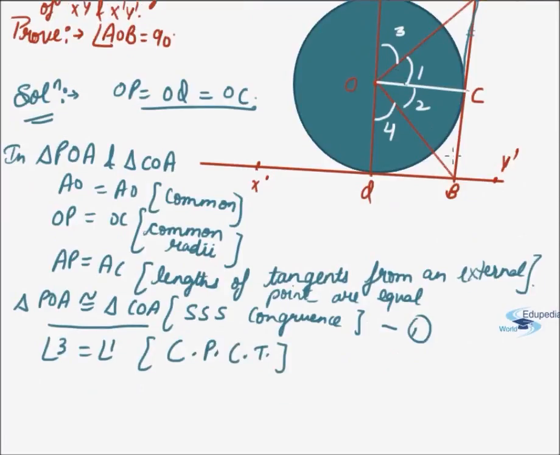Similarly, if we concentrate on the lower quadrilateral OCBQ, we can say that angle 4 is equal to angle 2 by carrying on the steps as similar to the above steps. That is, this side will be common to both, the radii will be equal, and if we take point B as an external point, then BC and BQ, the length of the two tangents, will be equal.